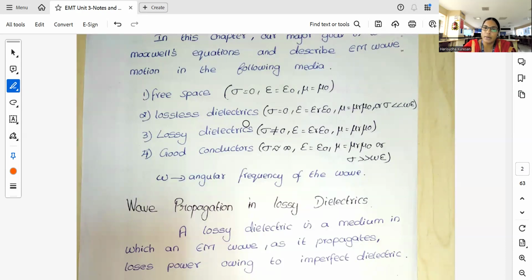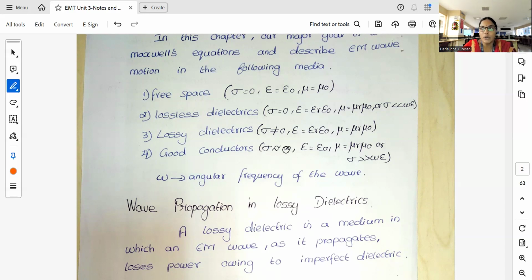For lossless dielectric, we have sigma, the conductivity, equal to 0, and epsilon is equal to epsilon r and epsilon naught, where epsilon r is the relative permittivity and epsilon naught is in free space, and mu is equal to mu r and mu naught, where mu r is the relative permeability, or sigma will be very much less than omega into epsilon. And for lossy dielectric, your conductivity is not equal to 0, your epsilon will be equal to epsilon r and epsilon naught, and mu will be equal to mu r and mu naught.